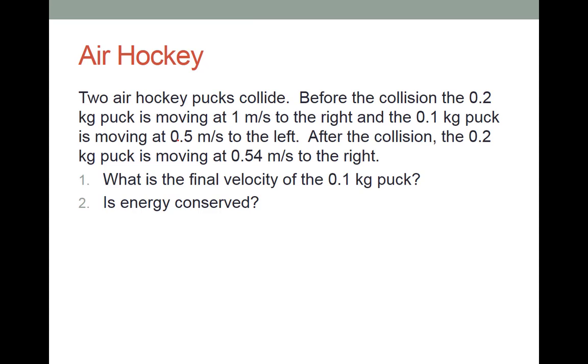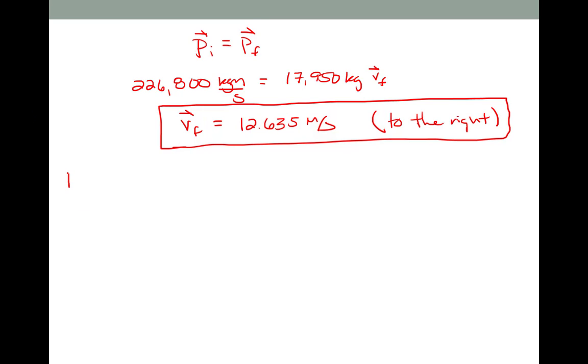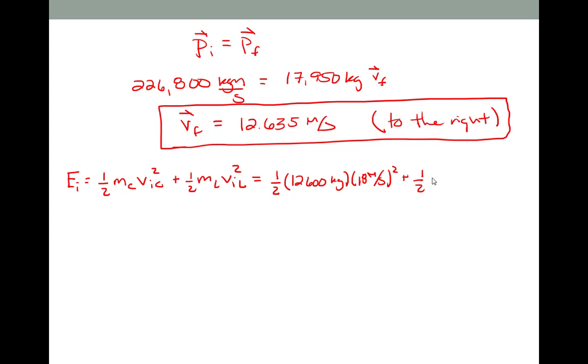The second part is wondering, is energy conserved? I thought I had another slide there and I don't, so we'll just do it here. So our initial energy, there's an arrow over energy. Energy is not a vector. It is going to be 1/2 times the mass of the car, V initial car squared, plus 1/2 mass of the load, V initial load squared. So that's 1/2 of 12,600 kilograms times 18 meters per second squared plus 1/2 5,350 kilograms times 0 meters per second squared. And when you multiply all of that out, you get 2,041,200 joules.